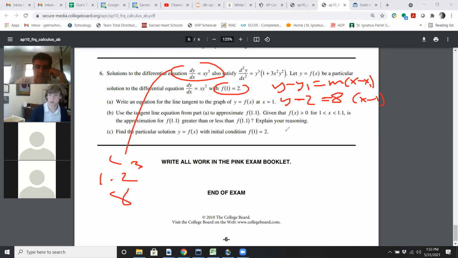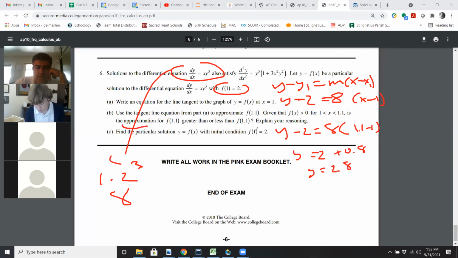Use that to approximate at 1.1. So you do y minus 2 equals 8 times 1.1 minus 1. So y equals 2 plus 0.8, or y equals 2.8. That's your approximation. Easy peasy, right? And then determine whether it's greater than or less than the actual value.